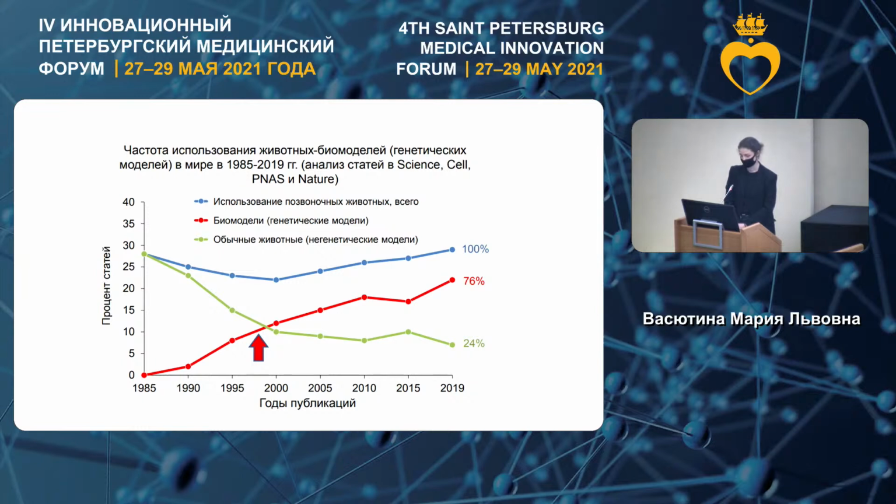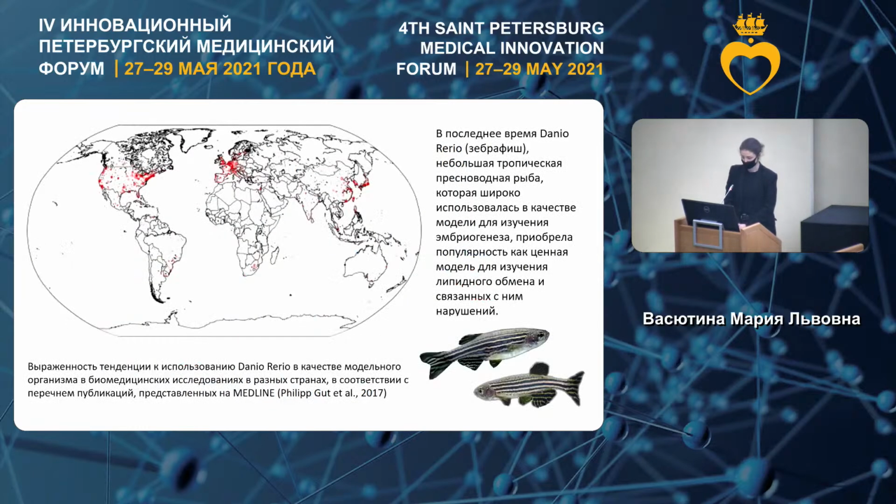So in Science Cell, we see that in late 2000, genetic models started to dominate regular standard environmental models. Danio rerio, a zebrafish, is a valuable model to study different biomedical processes because this fish has transparent embryos, transparent eggs, which allow us to study the egg development and to do staining.